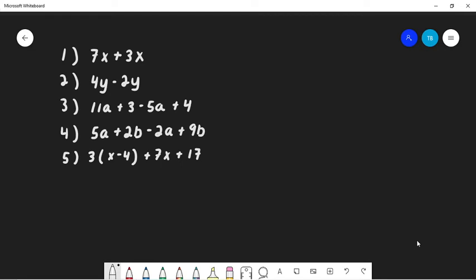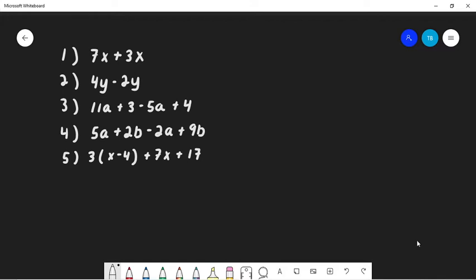In this video, we are going to learn how to combine like terms. As a reminder, like terms, also known as similar terms, are terms that are exactly alike or are the same except for their coefficients, which are the numbers in front of the variables. And these terms can be combined together.